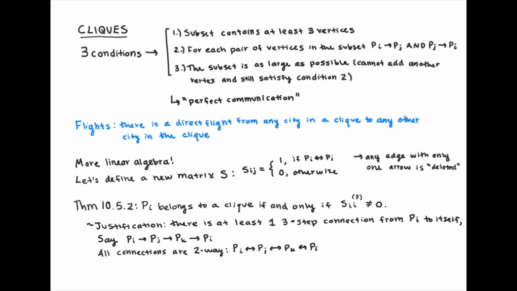This term not being zero means that there is at least one three-step connection from pi to itself, and we can define this as pi to pj to pk to pi. And we know based on the nature of S that all these connections are two-way, which means that pi, pj, and pk are either a clique or a subset of a clique. What this means is that pi must be part of a clique.